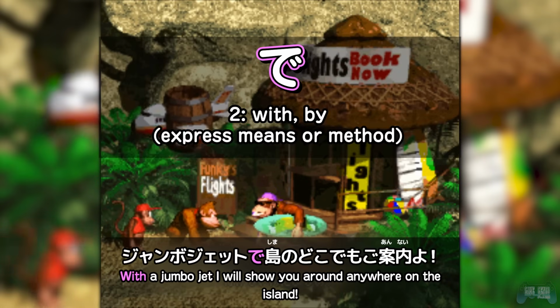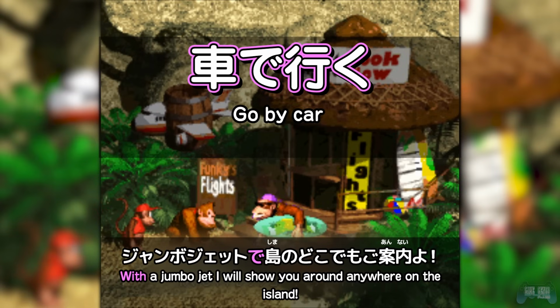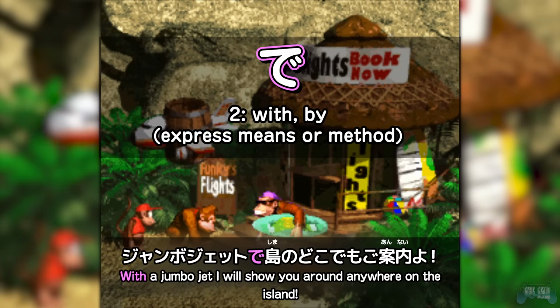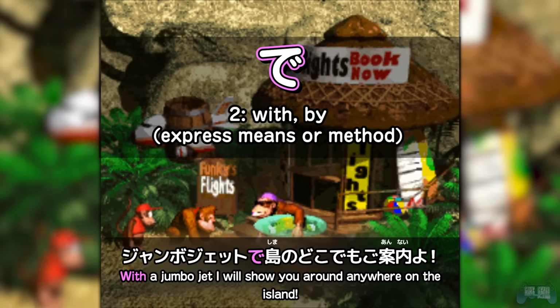De, with or by. So de can also be used to express a means or method of doing something. 車で行く. I will go by car. Or here, Funky Kong is telling Donkey Kong that he will guide you around the island with the Jumbo Jet Barrel.